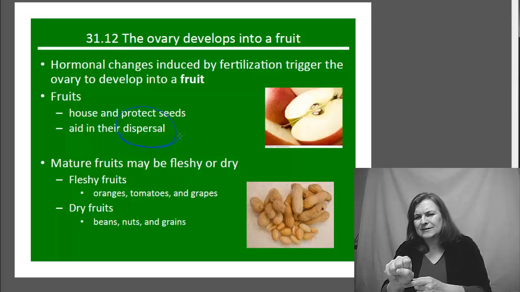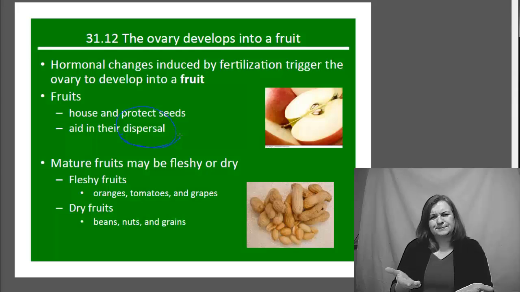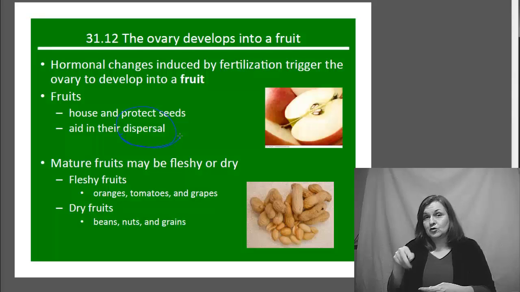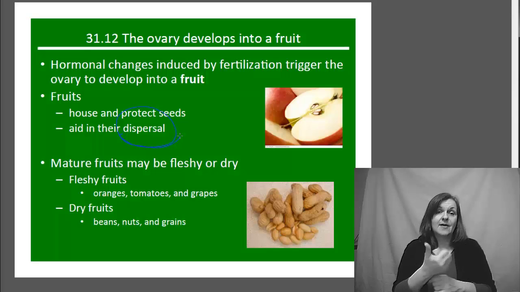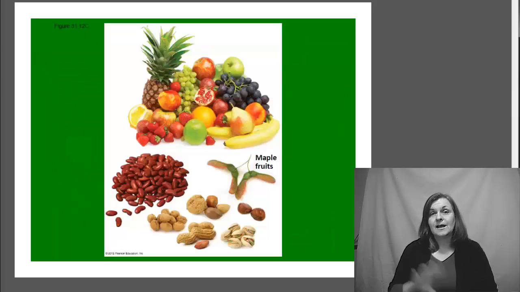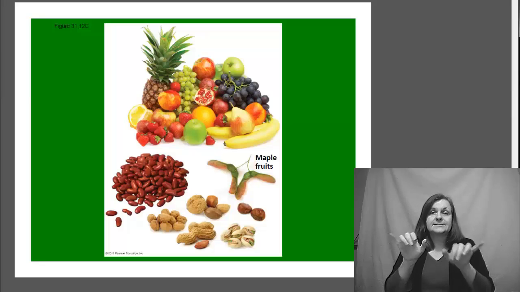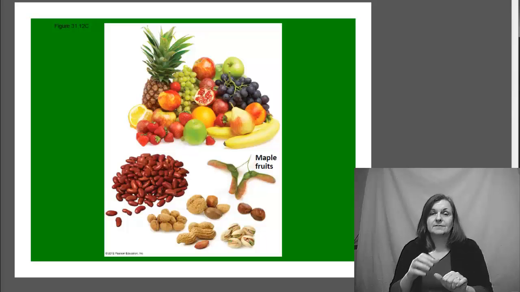Now, why is this good? The excrement from the animal actually provides a very high level of nitrogen and phosphorus for the seeds as it germinates. We can also see other types of seeds here and other types of seeds here. They come in all kinds of shapes and sizes. The fruits come in all kinds of shapes and sizes depending on the type of plant.